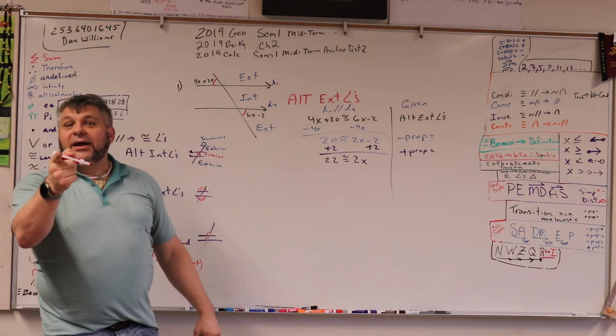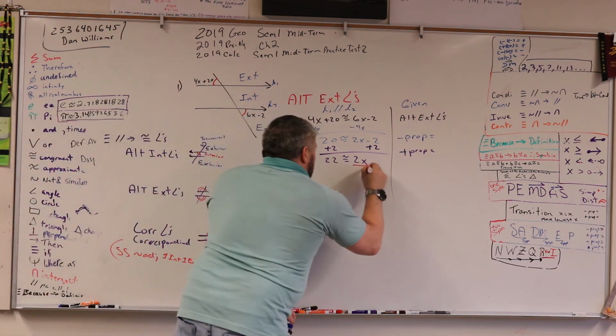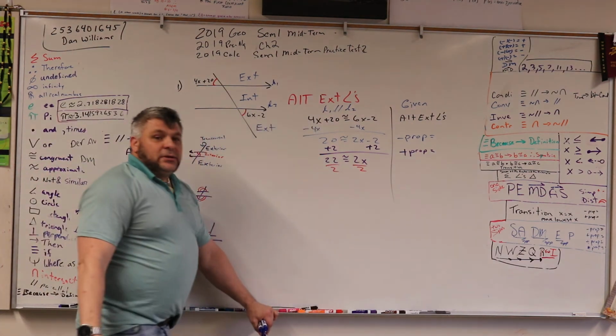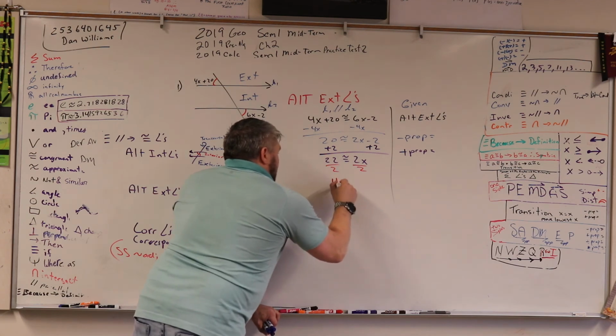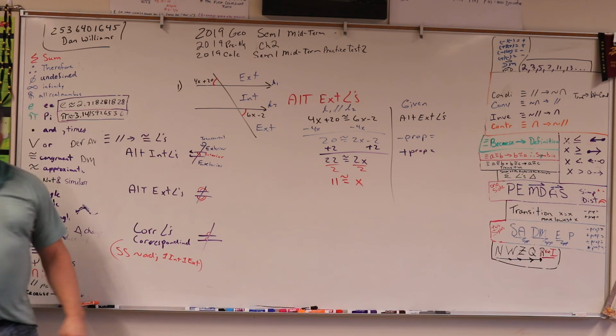Divide by 2, right? Divide by 2. And then what do you got? 11 is congruent to x. And that's called division property of equality. That's right.